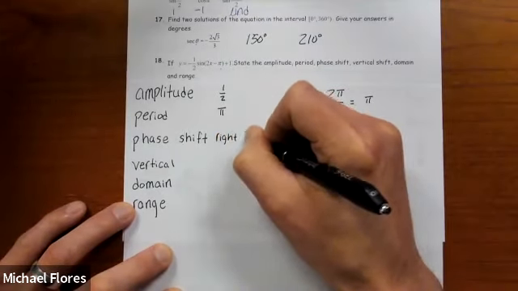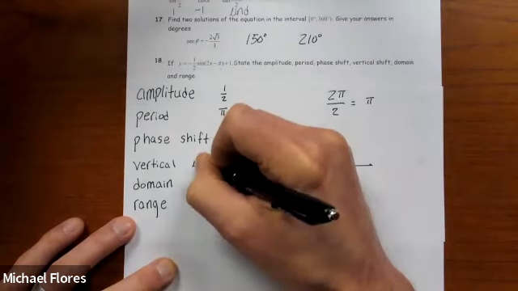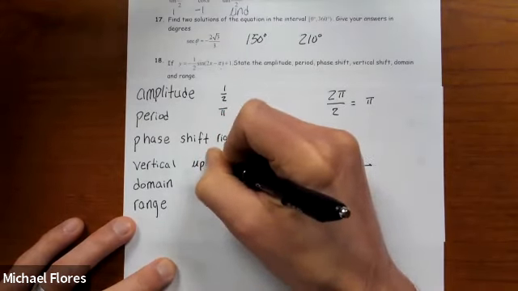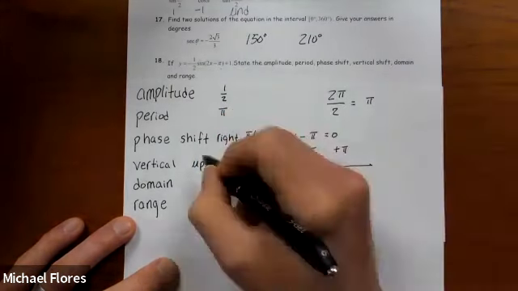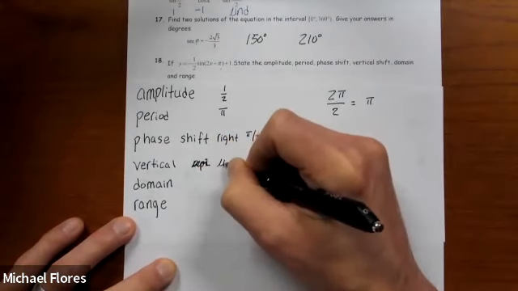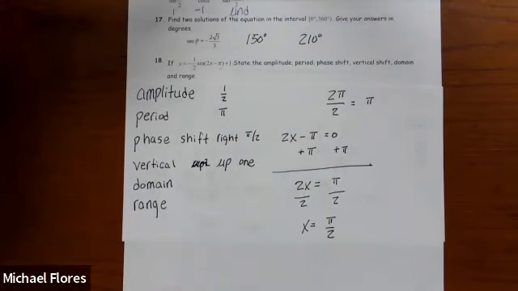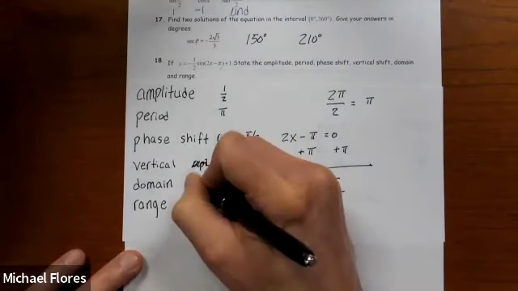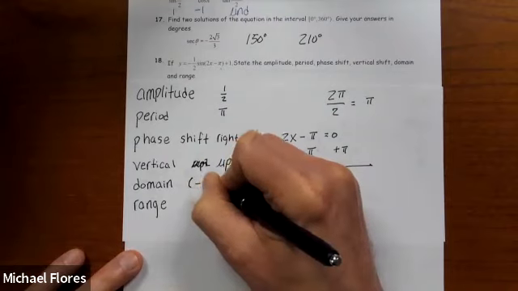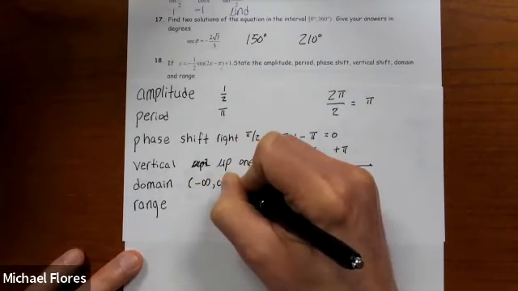The vertical shift, that is the number outside of the parentheses here to the right. That is +1, so we are going up 1 unit. I wrote that weird, I'm sorry. Going up 1 unit. Domain of sine waves. It's going to be all real numbers, or negative infinity, positive infinity.